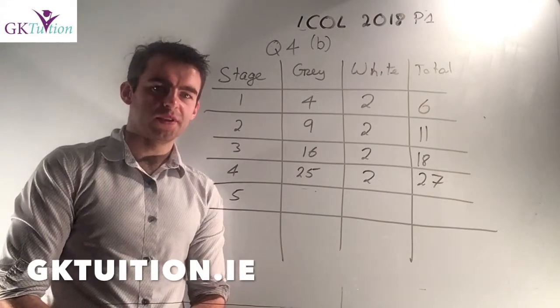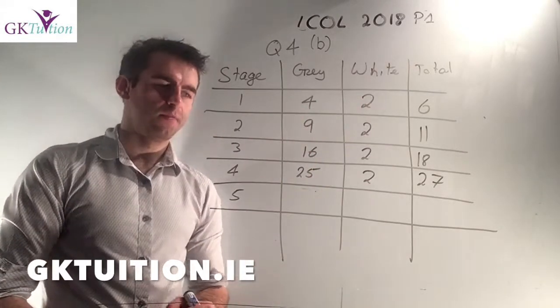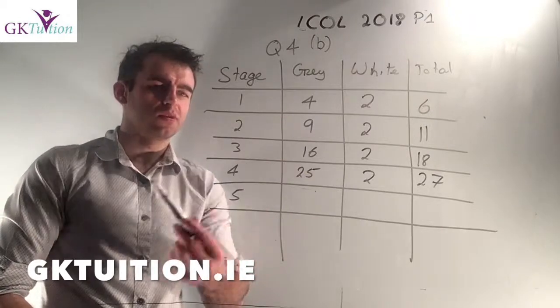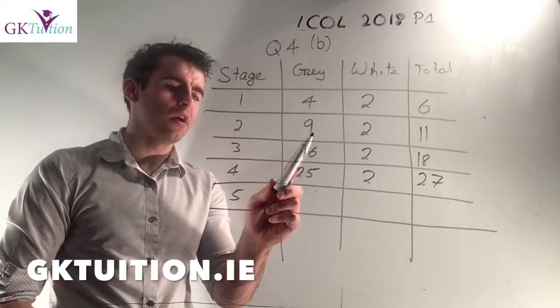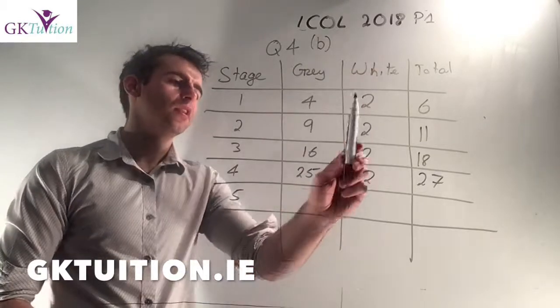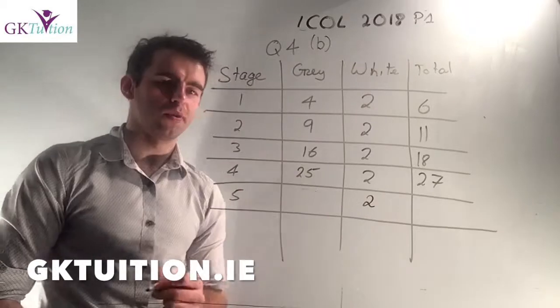For part B of this question, it says, based on the pattern, fill in this table. Now you'll notice I filled in most of it because we already have most of it. I know the first one, the greys are 4, then 9, then 16, then 25. There's always two white ones. So I know the fifth one is going to have two white ones as well.